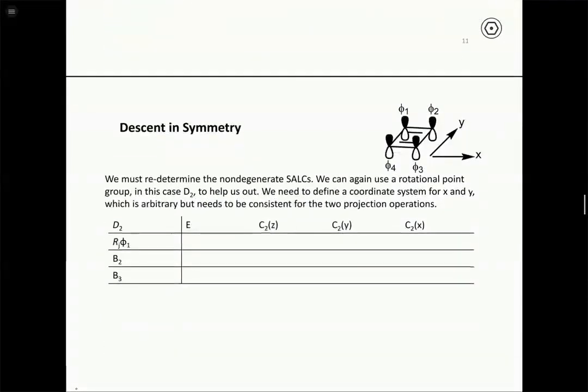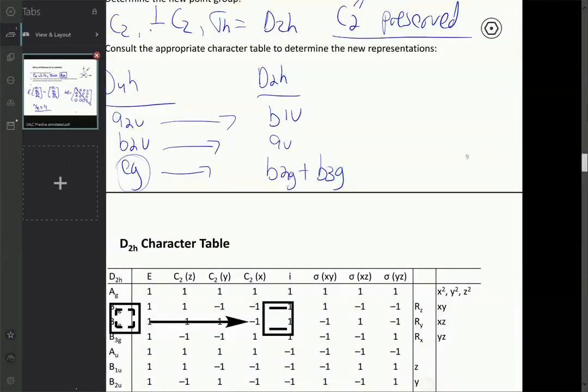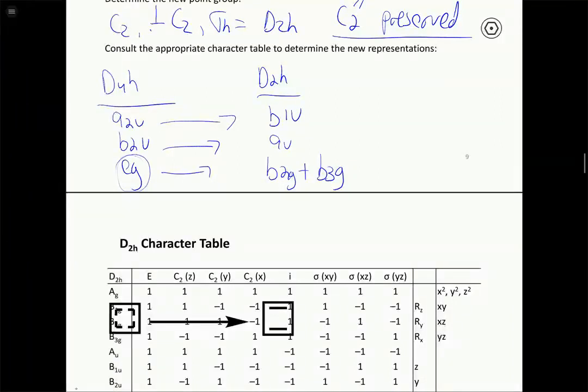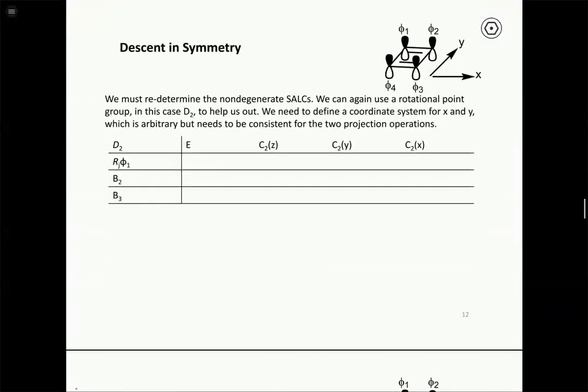Now the first thing we have to do is redetermine the degenerate SALCs. So as we saw, go back up to here, the EG degenerate set of SALCs in D4H splits into two, B2G and B3G. Because the degeneracy is lifted, we should redetermine those ones in the new point group. So if we go to the D2H point group, we can descend down to D2 to just use a smaller set of operations. And if we apply the operations to this set of orbitals, using phi 1 as our reference point, C2Z is going to take phi 1 onto phi 3.